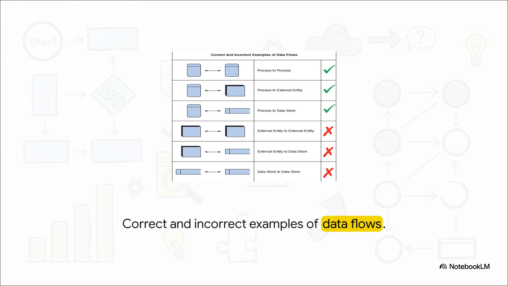But beware, there are strict rules to this map making. You can never, ever have a miracle where a process magically outputs data from thin air. You also can't have a black hole where data goes in and just vanishes into the void forever. And crucially, data absolutely cannot move directly between 2 external entities or 2 data stores without a process in the middle. Something has to actually do the work to move that data.